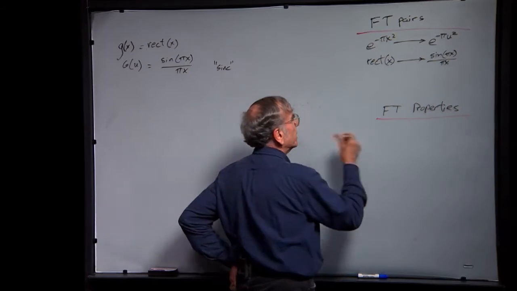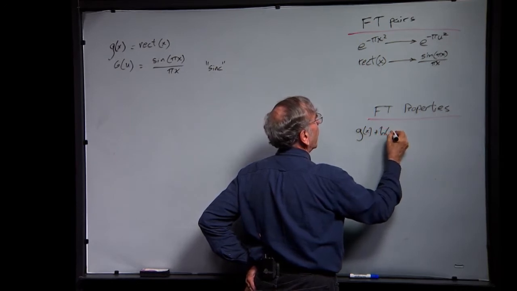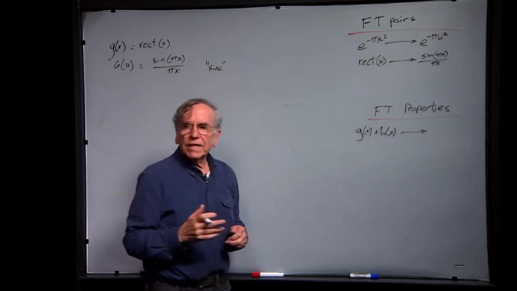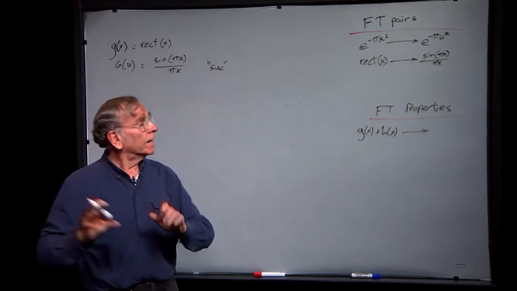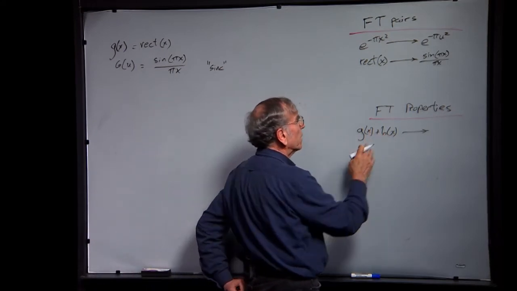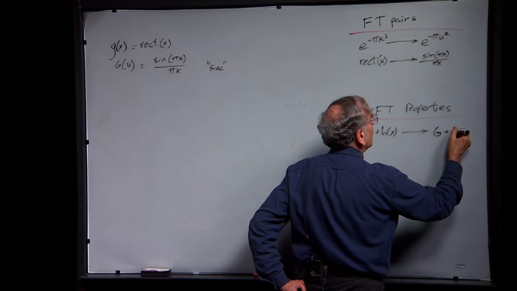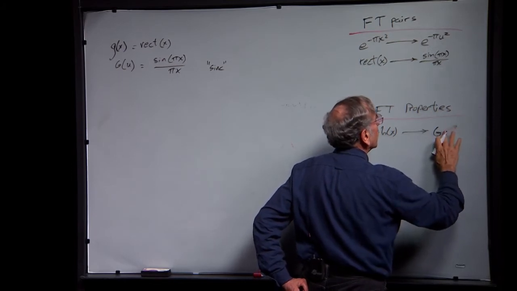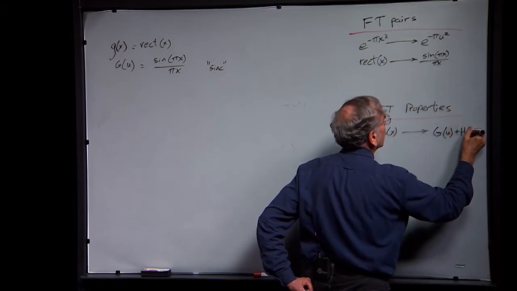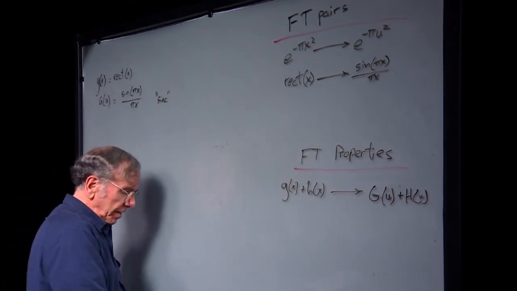So the first property is to say that if I have two functions, I'll call them g of x and h of x, and I add them together, the Fourier transform is going to be what? Well, the Fourier transform is a linear operation. We're just taking an integral, and so the sum of these two integrals is going to be the same as the integral of the sum, and so the Fourier transform of the sum of these two is the sum of these two. And this is a property that I will call linearity.